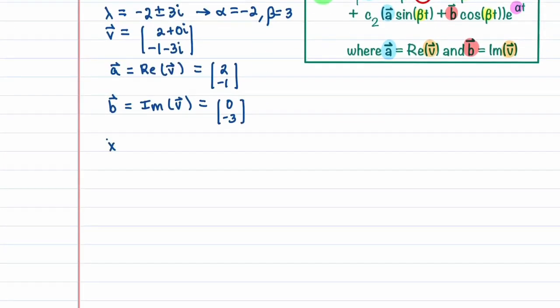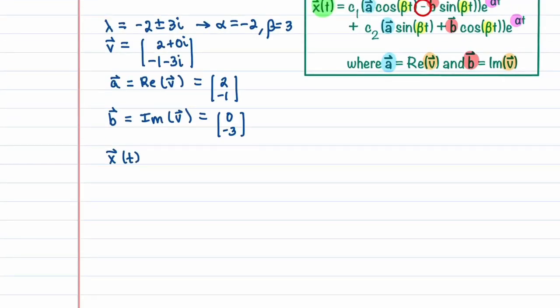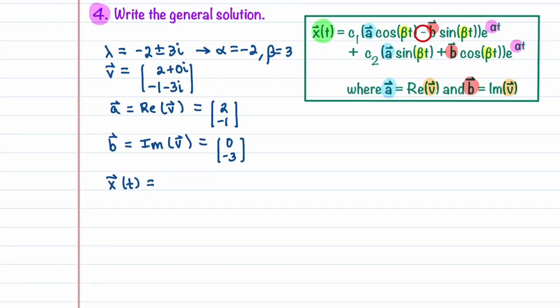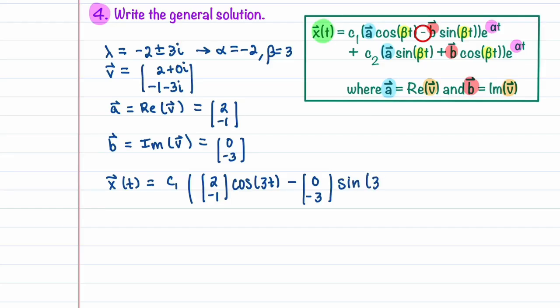We can now write down our solution. X of t is equal to c1 times vector a, which we just found to be 2, minus 1, cosine beta t, beta is 3, so we have cosine 3t. Now we watch out for our sign. This has to be a negative. And then we have vector b, which is 0, minus 3, times sine beta t, so that's sine 3t. And all of this gets multiplied by e to the alpha t, and alpha was minus 2.